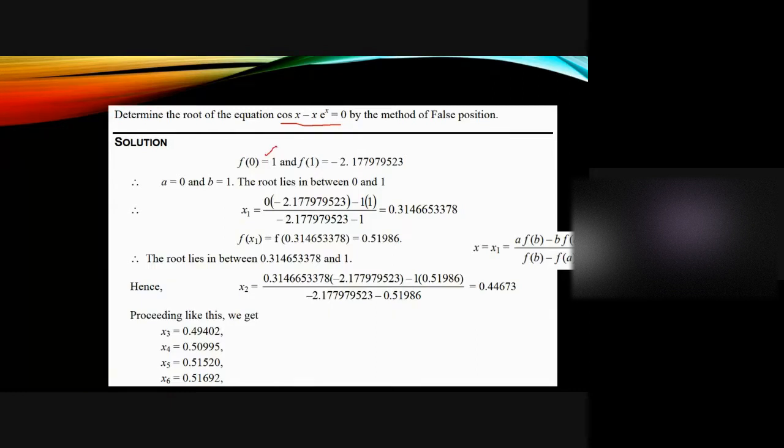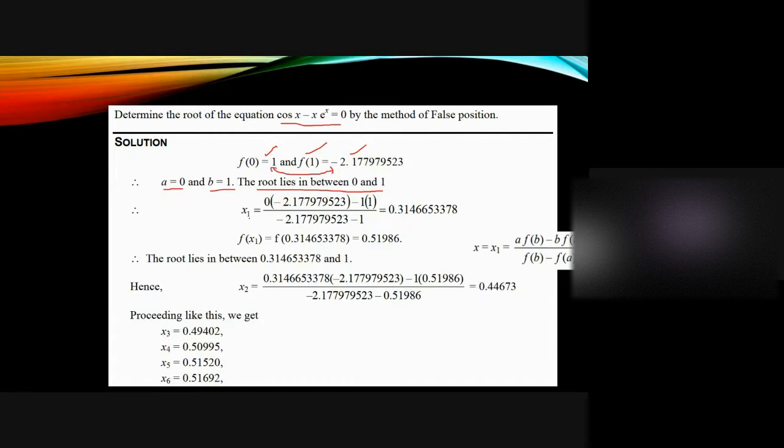Clear. When you put f(1), cos 1 minus 1 into e power 1, you will get minus 2.1779. So you found that the value is very close to f(0) than f(1). So here we applied a equal to 0 and b equal to 1. So we found that the root lies between 0 and 1 because there is a value change from positive to negative.